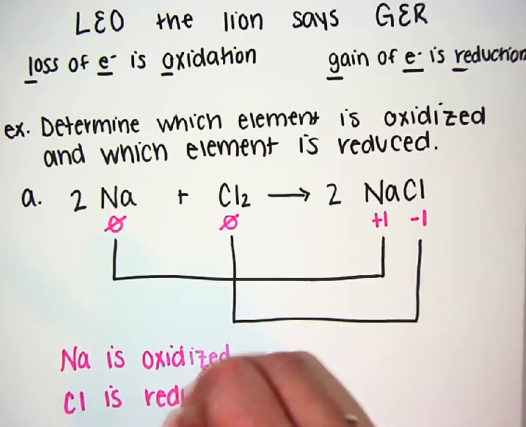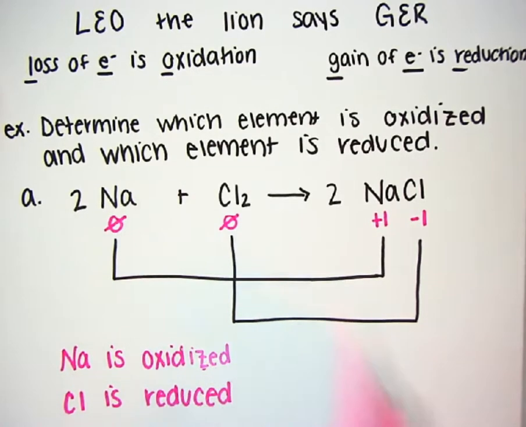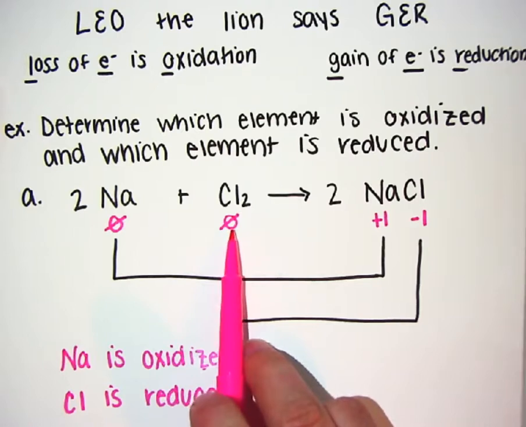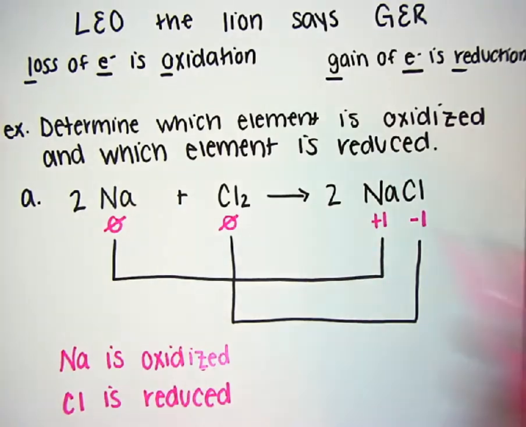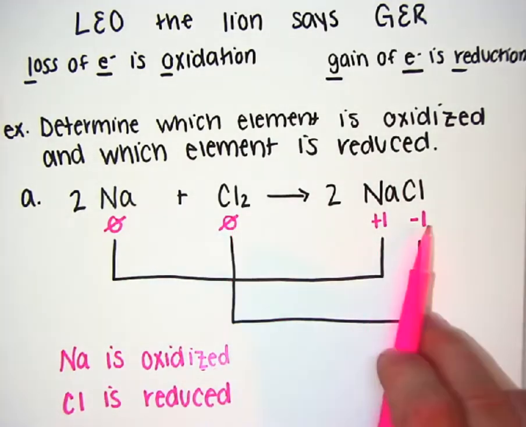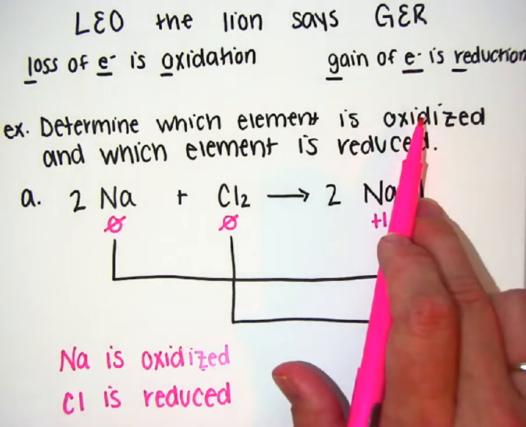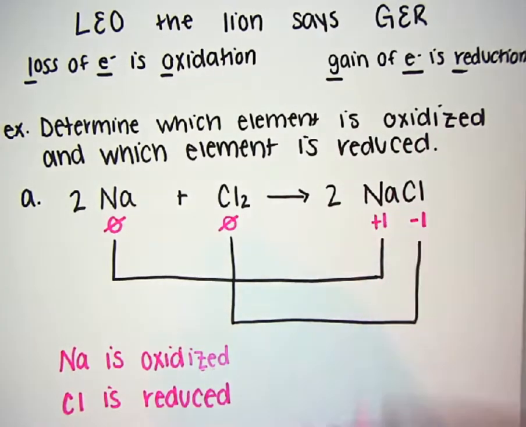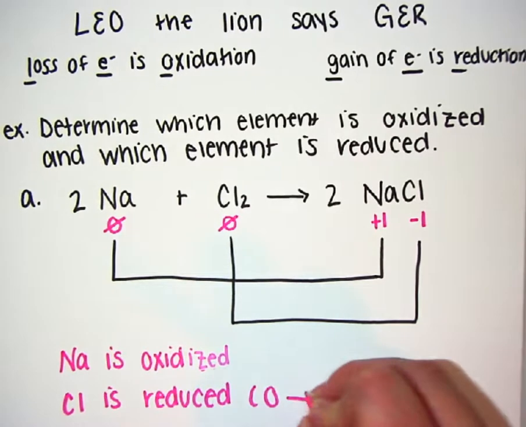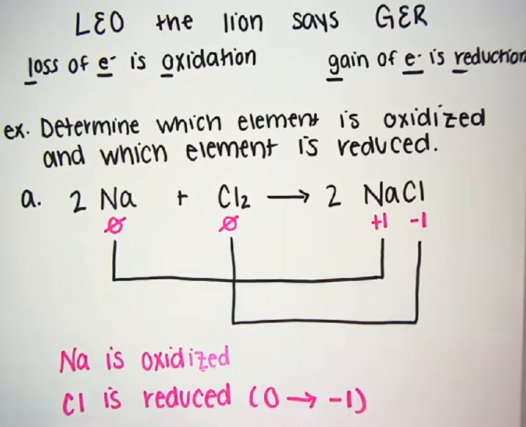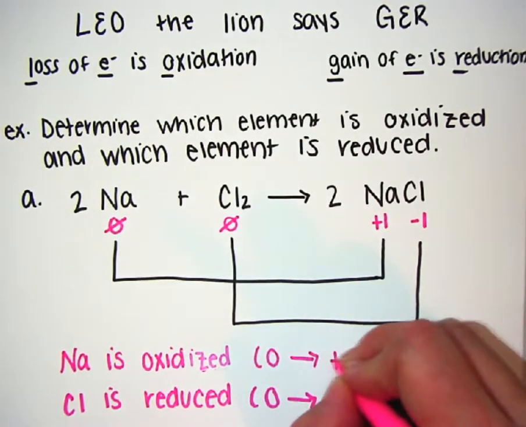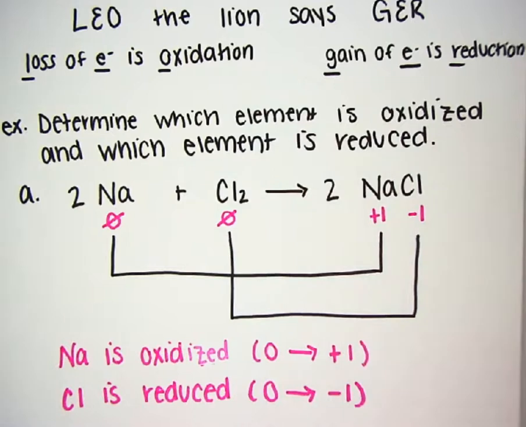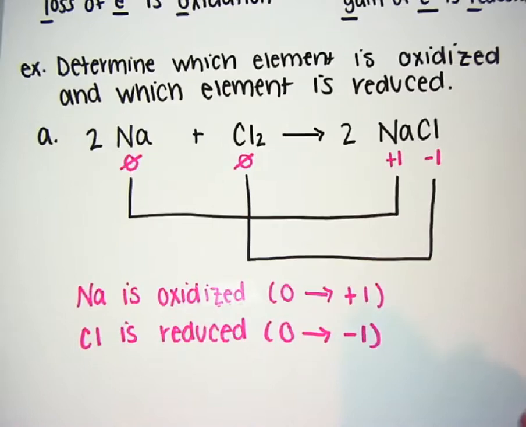Chlorine is reduced. Chlorine goes from a 0 to a negative 1. So it's being reduced. Reduction is the gain of electrons. If chlorine is gaining electrons, it's going to become more negative. If you're losing electrons, it becomes more positive. Same question, let's try another reaction.